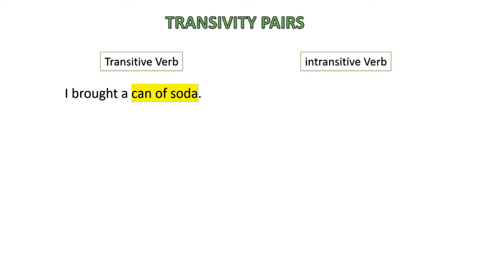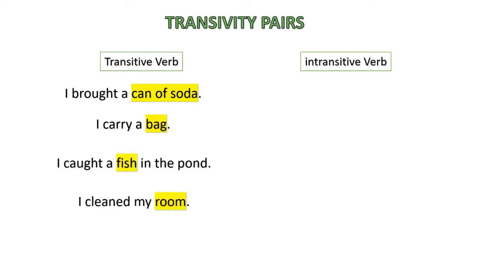For example, in this sentence, I bought a can of soda. So here the subject is I, and then the can of soda is the object. I carry a bag. It's the same thing. The bag is the object that I carry. I caught a fish. I cleaned my room.